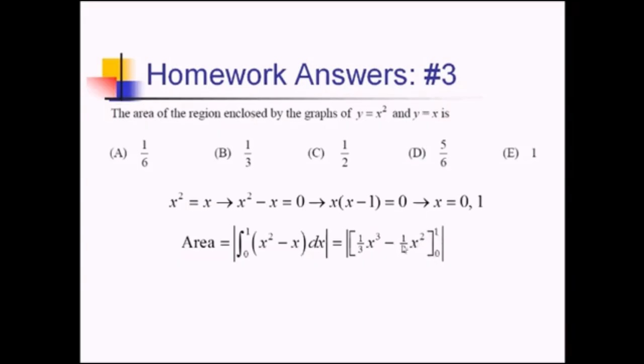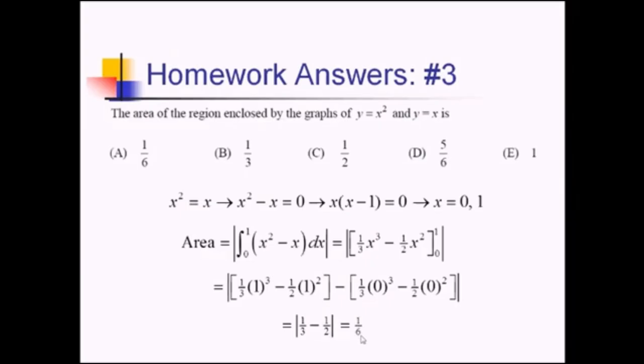That's all of this with 1 plugged in, minus all of this with 0 plugged in. So over here I've got 1/3 minus 1/2. Over here all this stuff is just 0. So we have 2/6 minus 3/6, that's negative 1/6. Absolute value of that is positive 1/6, giving us answer choice A.